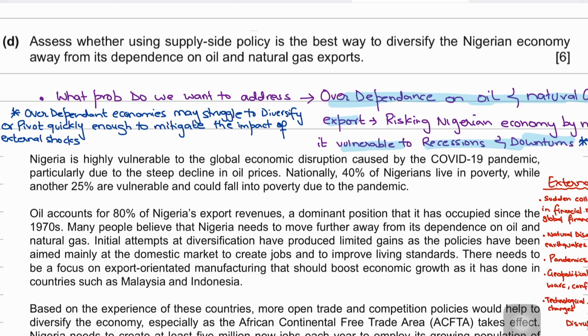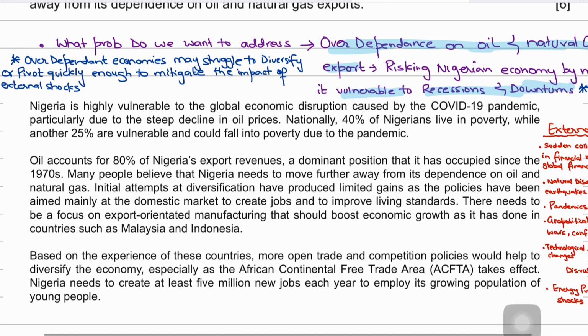So policymakers in Nigeria can achieve this through supply side reform. This is how you need to do it. First, you need to say that diversification is important. Why is it important, and how can Nigerian policymakers do that? Through supply side reforms. And then you could talk about, for example, investment in infrastructure.